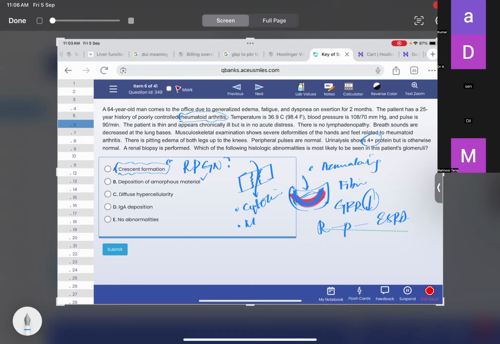Sir, how do we differentiate from point C, like diffuse hypercellularity? Because most of these glomerular diseases have this inflammation, cytokine release, and hypercellularity. So this is kind of a mixed picture. How can we differentiate point C from B, in the context of thinking about chronic infection, not exactly about amyloid?